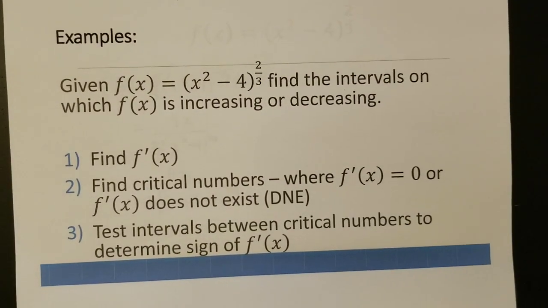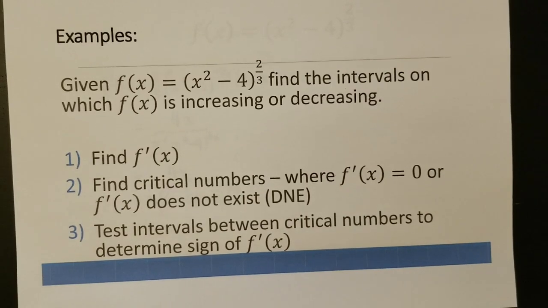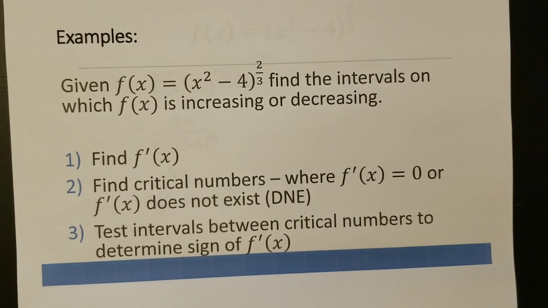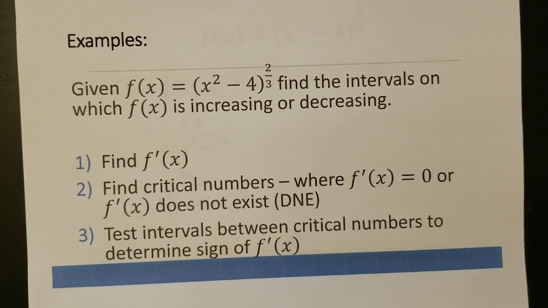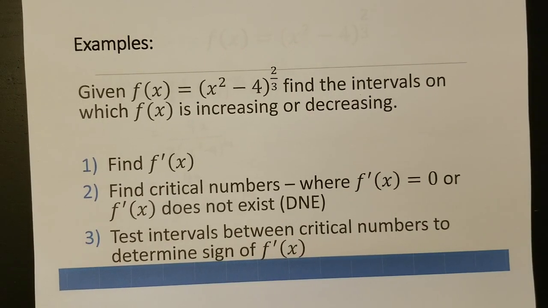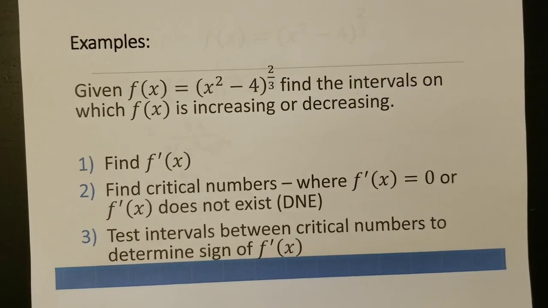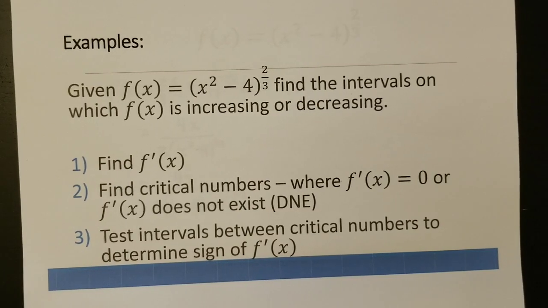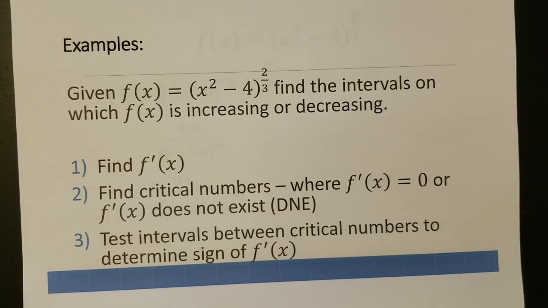Okay, so this is Unit 7, Day 1, and we're on the second video now. In this example, we're given a function f of x equals (x squared minus 4) all to the exponent 2/3, and we want to find the intervals where f of x is increasing or decreasing.